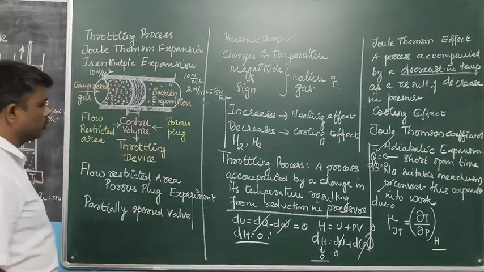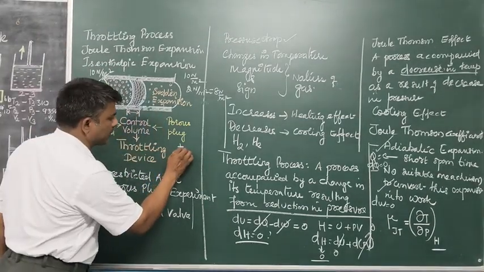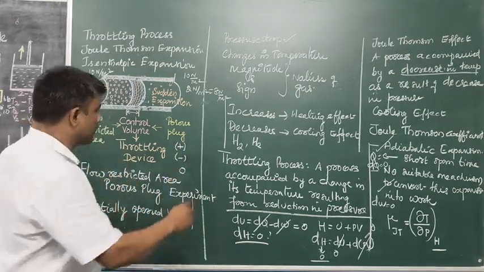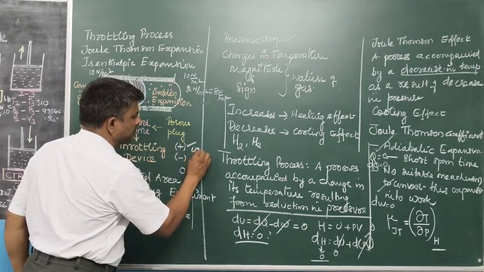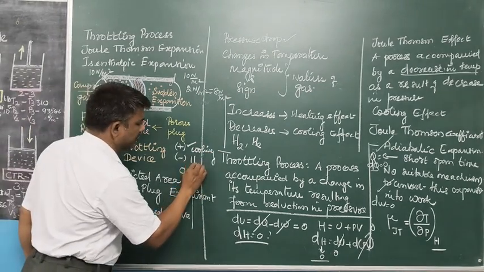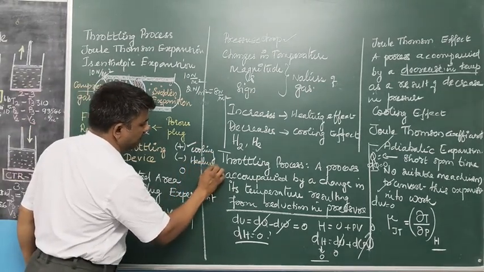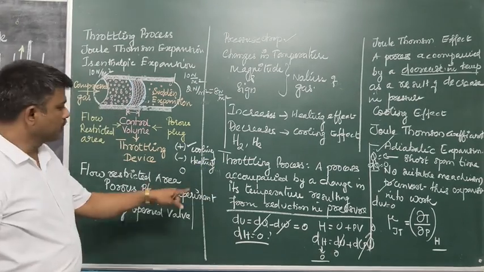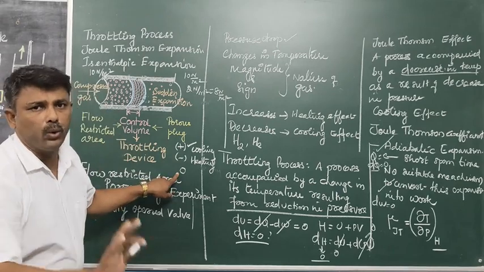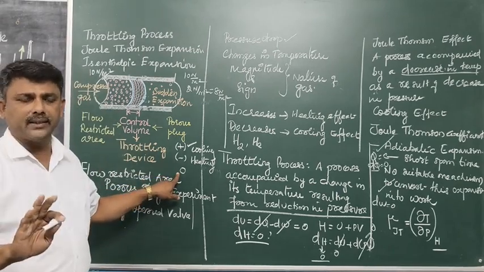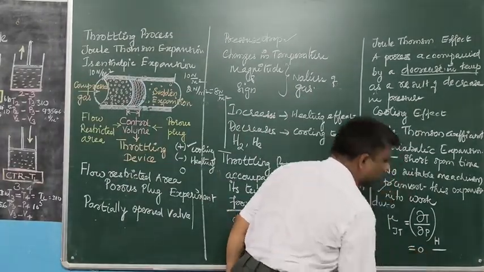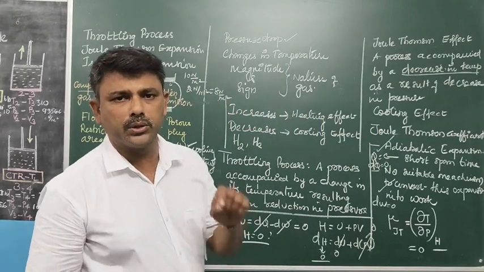What about the sign of Joule-Thomson coefficient? One is positive sign, another one is negative sign, another one is 0. Positive sign means cooling effect, a decrease in temperature. Negative sign means heating effect, an increase in temperature. If Joule-Thomson coefficient is 0, there is no heating effect or cooling effect. For an ideal gas, Joule-Thomson coefficient mu is equal to 0.